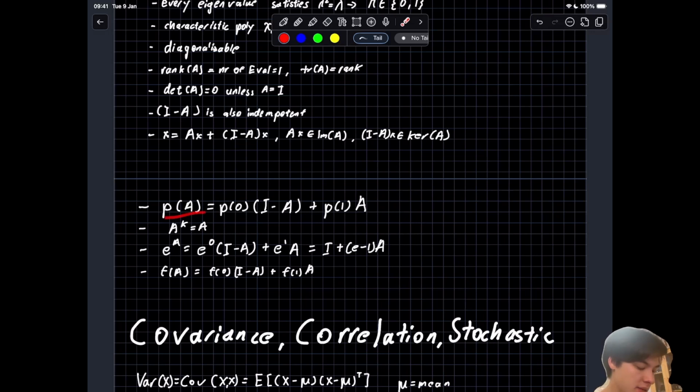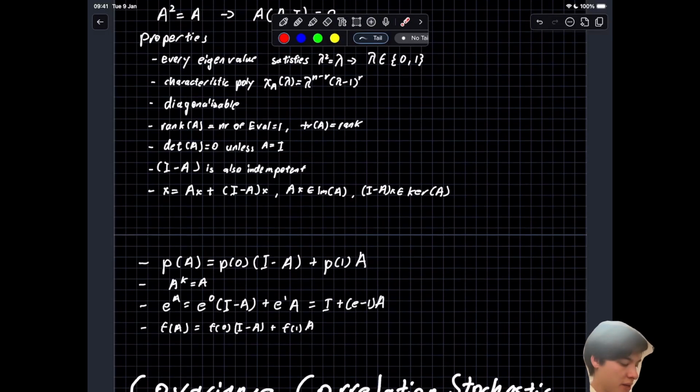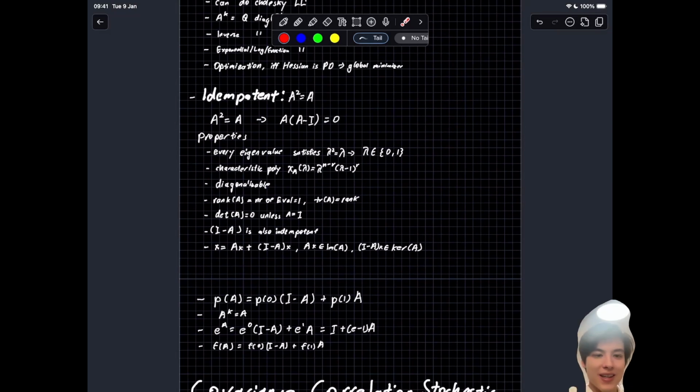What was this? So polynomial. Was this approximation? So function of A is the function at 0 times identity minus A, plus the function at 1 times A. Wait, this one I'm not sure. I need to look this up again. I forgot it already.